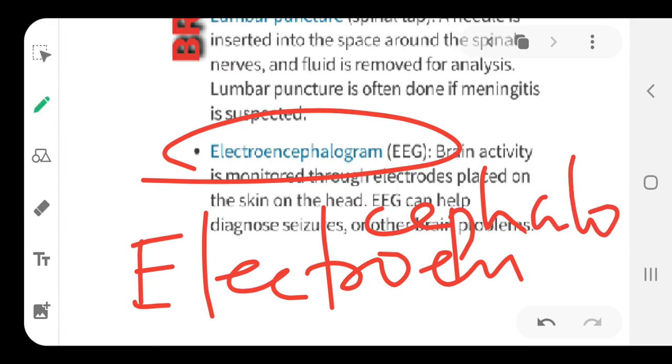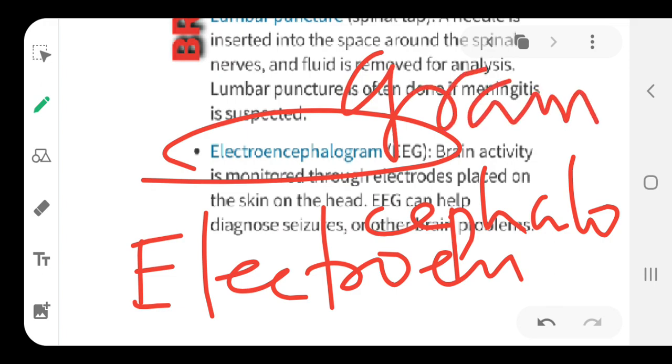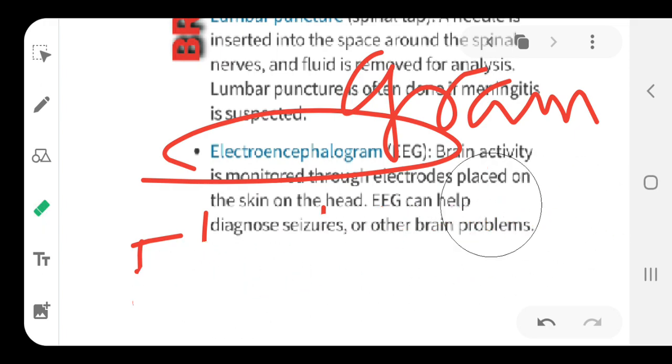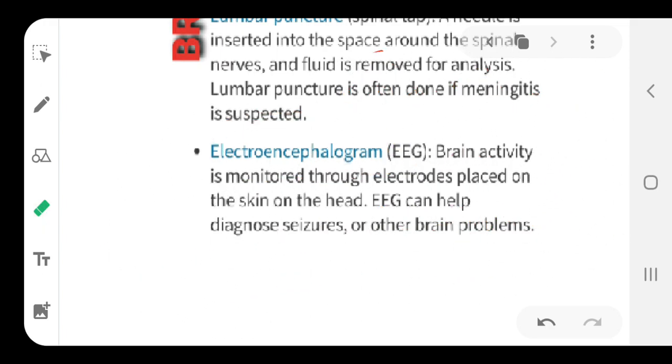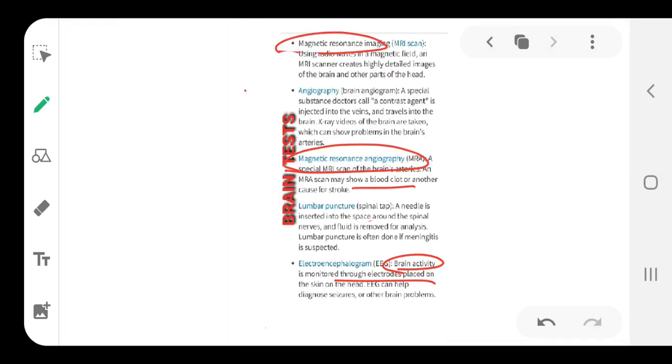Electroencephalogram, EEG. This is the term; sometimes we ask you a 1 mark question on it. The electroencephalogram notes the activity of the brain, where they place electrodes on the skin of the head, and they let us know what problem the brain is having. So these are some of the parts that should be known to you.